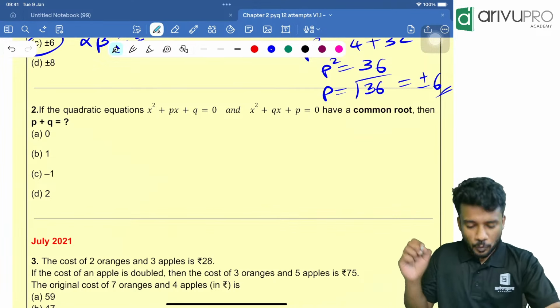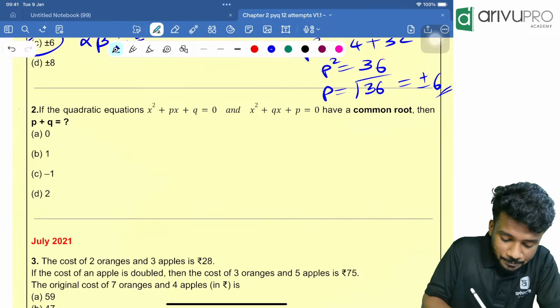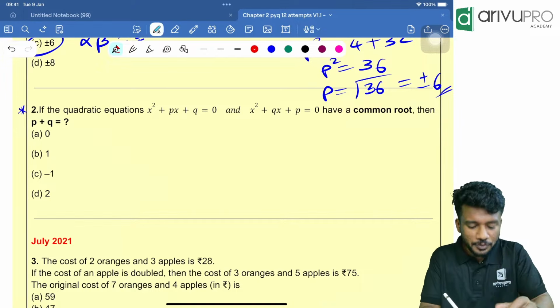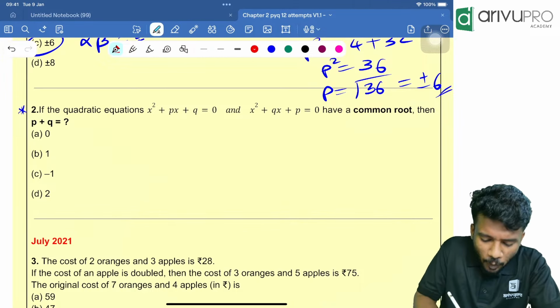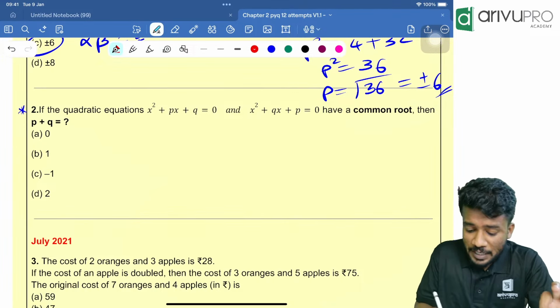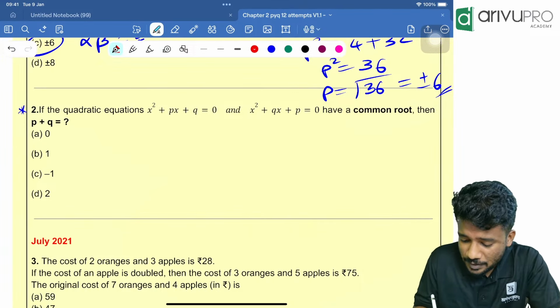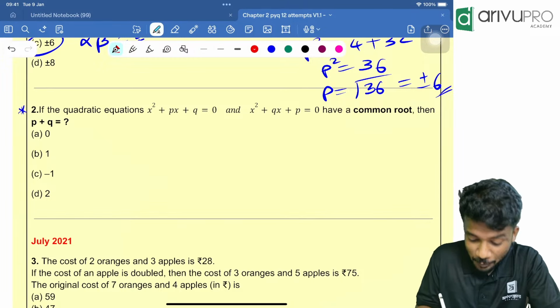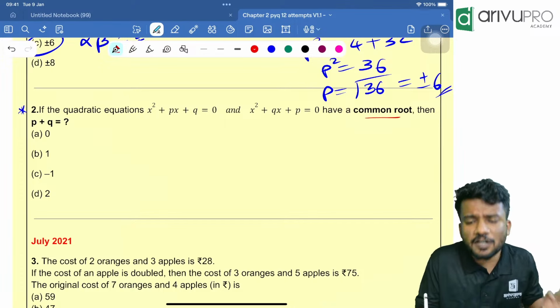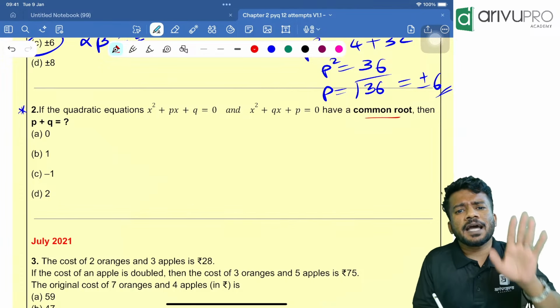Yes. Next one. If the quadratic equation, it's a very good question, people. Such a type of question was never repeated also. So if the quadratic equations x square plus px plus q is equal to 0 and the second equation x square plus qx plus p is equal to 0 have a common root. So they both have a common root.